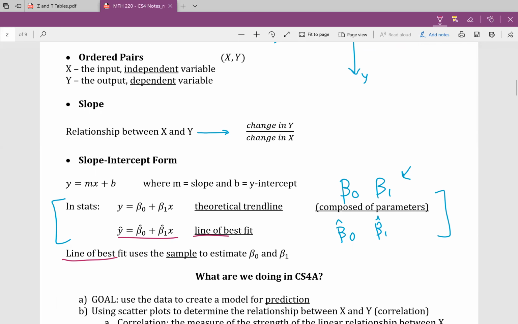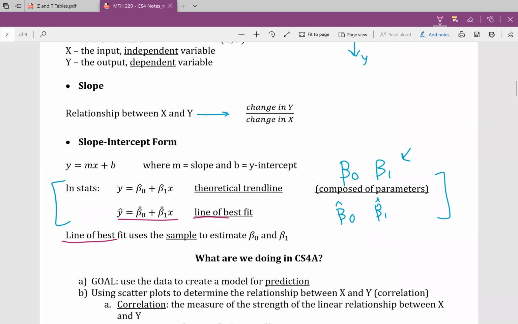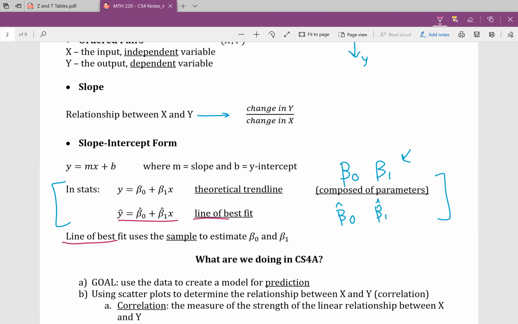We use scatter plots to determine the relationship between x and y, and we're going to call that correlation. We'll get into correlation on the next page. Correlation is the measure of the strength of the linear relationship between x and y. I want to emphasize the word linear here. If it doesn't look like we have a linear relationship, then we shouldn't be talking about correlation. Correlation is very specific to a linear relationship between x and y.